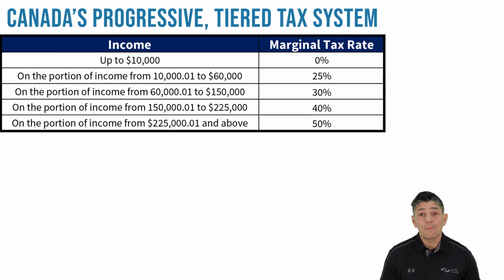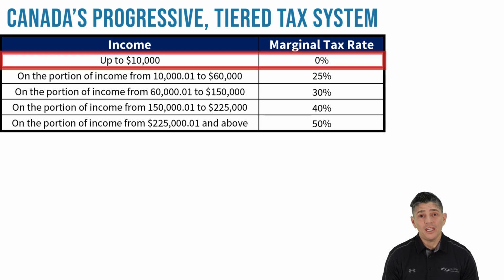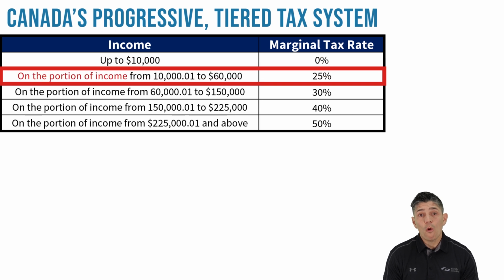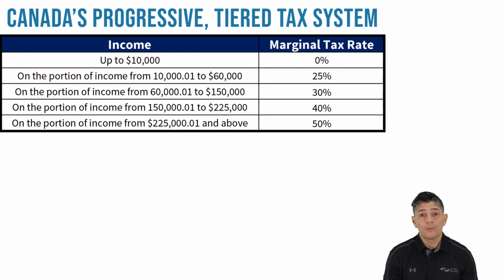Let's analyze our sample tax table together. Tier 1 indicates that the first $10,000 of income attracts 0% tax. With Tier 2, notice the phrase "on the portion of income" is used. Let's look at a simplified example.